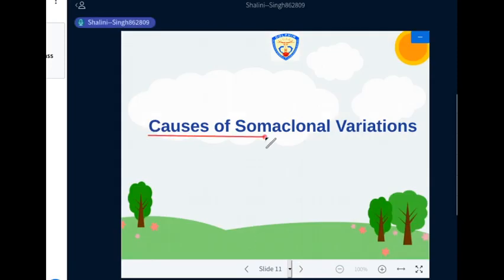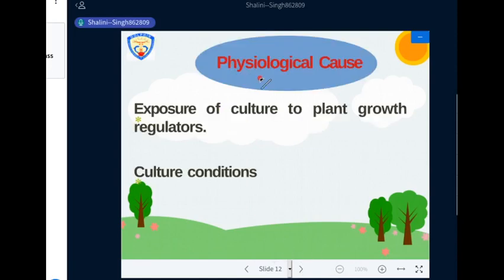What are the causes of these somaclonal variations? Why do these arise in a tissue culture raised plant population? So the first reason is the physiological cause. What are the physiological causes? It may be due to exposure of culture to plant growth regulators, because we are regenerating plants in the lab with the help of plant growth regulators. Different types and different concentrations of plant growth regulators are being used at different stages. So due to this, there may be evolution of somaclonal variants in tissue culture.